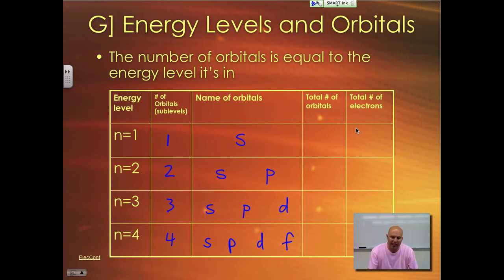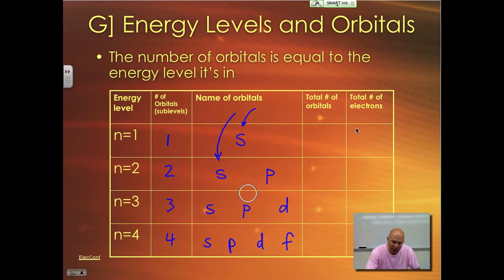Now again, there is no difference between the s in the first and the s in the second in terms of what they look like. There is no difference in the p in the second and p in the third. Remember, there is no p in the first because there are no p's at all in the first orbital. But there is a difference here. How do you differentiate if the size is different?